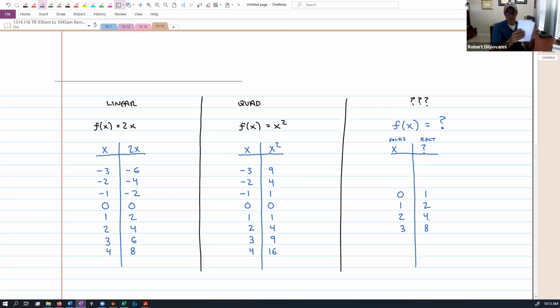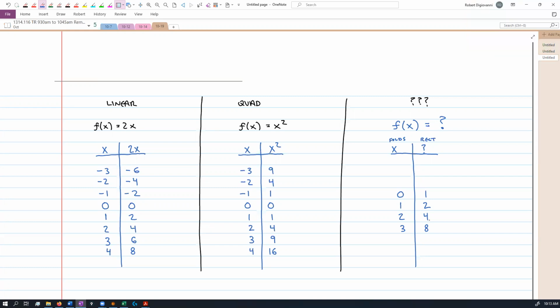Let me go again. 1 fold, 2 folds, 3 folds. Here comes my 4th fold. What do you think? You see a pattern in this yet? 16? 16. Let's see.